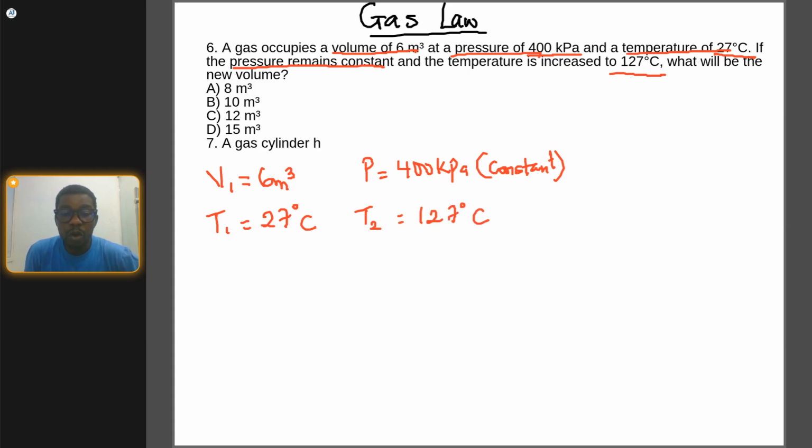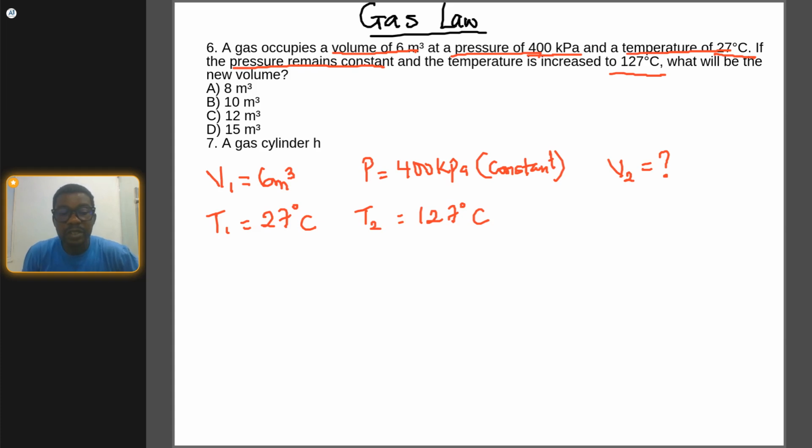And the question is, what is the new volume? That is, V2 is equal to unknown. V2 represents the new volume that we are trying to solve for.